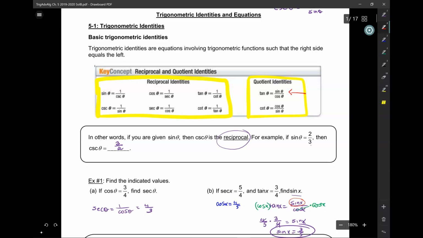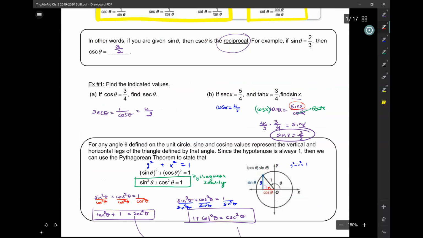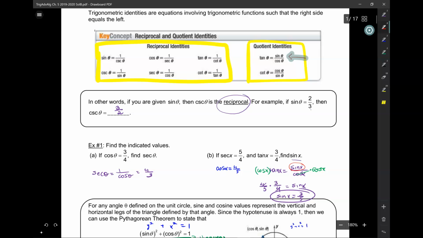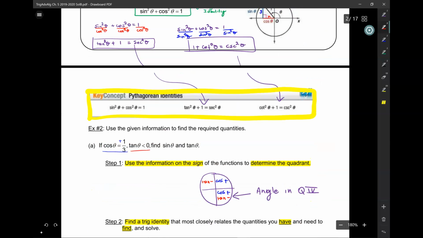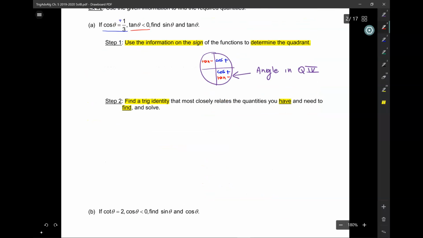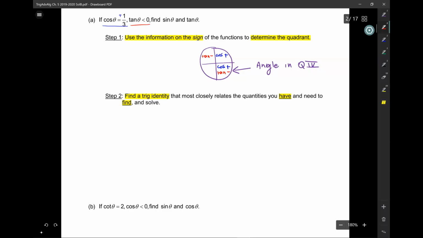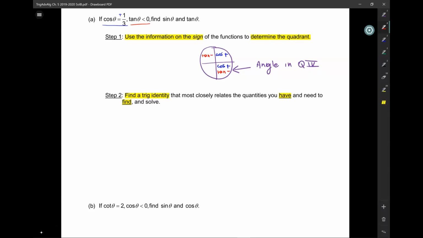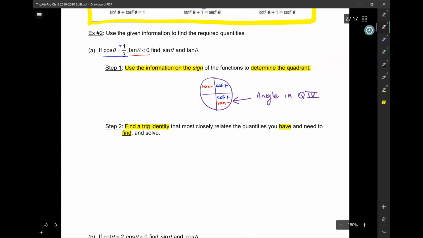But why shouldn't I use that? This relates sine to cosine, but there's also tangent in the mix, which I don't have, so that's not a good one to use. I need an identity that only has sine and cosine. And look, you can use the Pythagorean identities, the first one here. We have cosine, we need sine. So basically you want an identity that relates what you have with one of the things you're looking for.